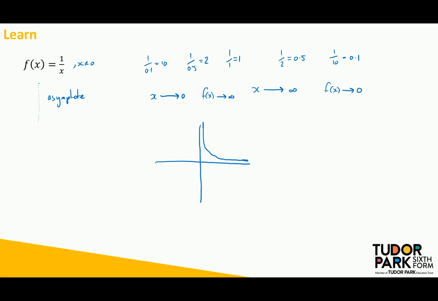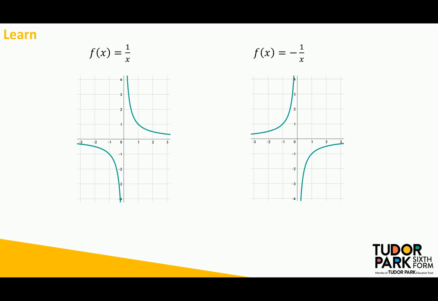What about for negative values of x? Well, negative values of x simply look like this. And that's what we have summarized on the next page. So my 1 over x graph is the graph on the left, and my negative 1 over x graph is the graph on the right.